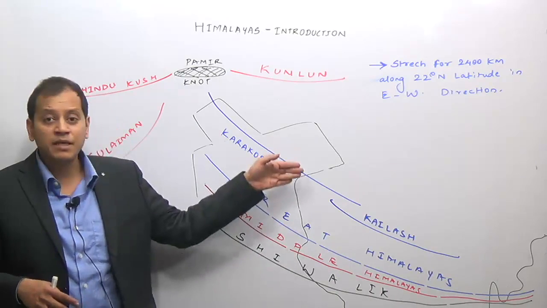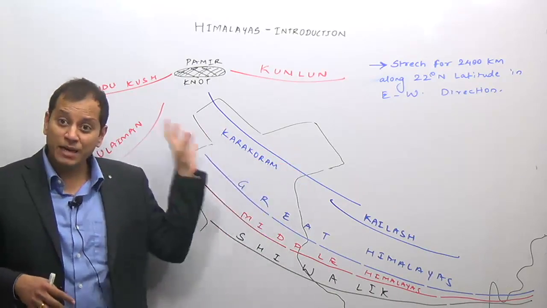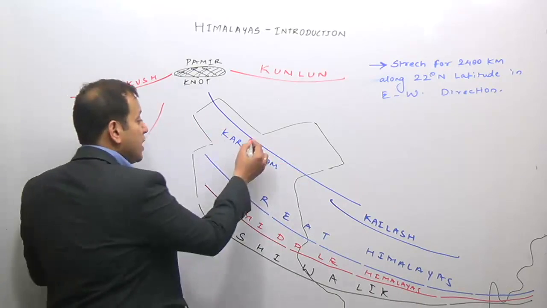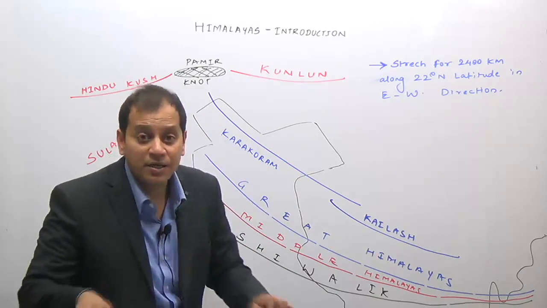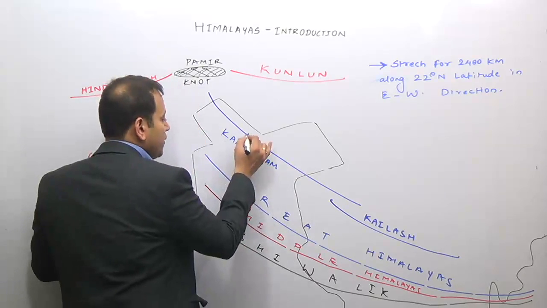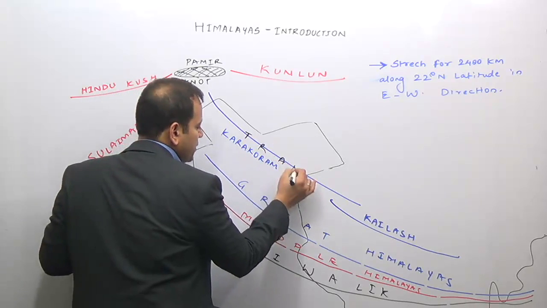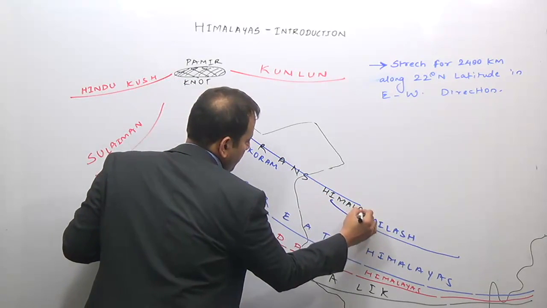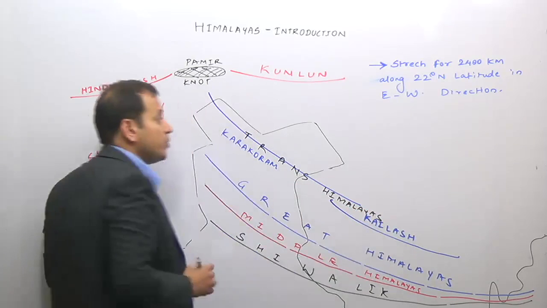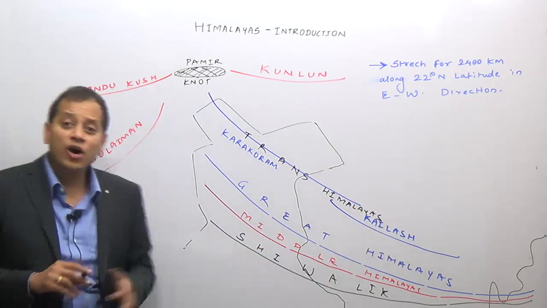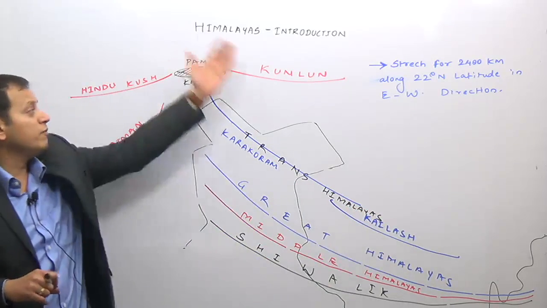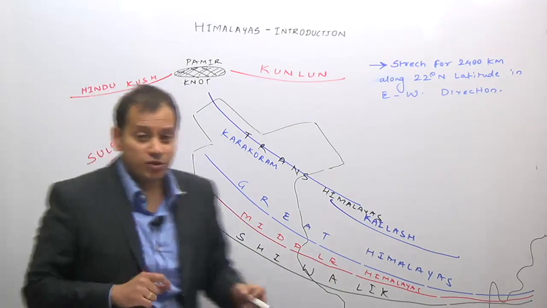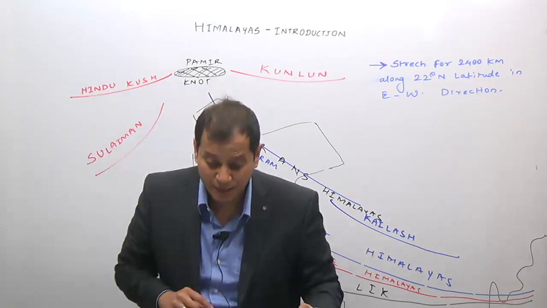To the north of the Himalayas there are bigger mountains. There are the mountains of the Karakoram and Kailash range, which are known as the Trans-Himalayan ranges. These are known as the Trans-Himalayas. They all come out from the Pamir Knot, from which the Kunlun mountains, the Hindu Kush and the Suleiman range also come out. So these are the Trans-Himalayan ranges.